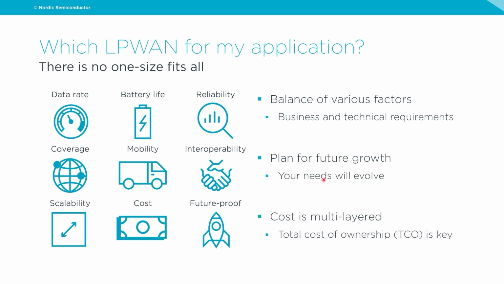And the last thing to highlight on a high level is that there are multiple layers to cost. Often when you're comparing technologies, you might see that on certain specific data points, whether it's hardware cost or data cost, there might be a difference between these. You really need to look at the overall pie. You need to look at the total picture and do a proper calculation of your total cost of ownership, or TCO.